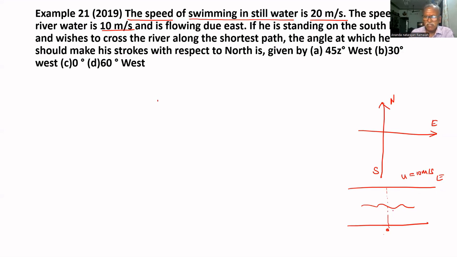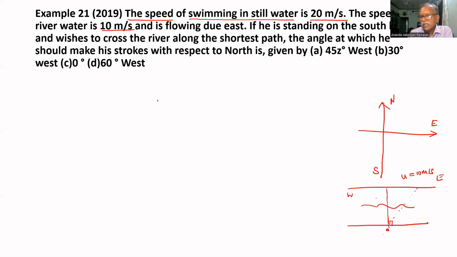What is the shortest path? We know this is the shortest path. But in running water, you cannot travel like this. If you travel like this, you will go like this. Why? Because the river is flowing from west to east. That's why this flow will bring him towards east.